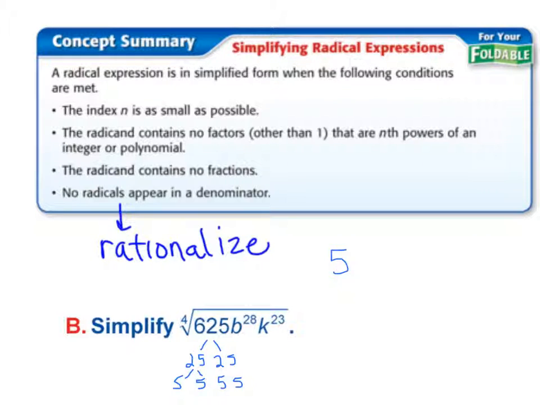So the 5 comes out. If I divide 28 by 4, I'm going to get 7. So I'm going to have b to the 7th. And I'm going to talk about that absolute value here in a minute. And then if I take 23 divided by 4, it will come out 5 times, right, with 3 left over. So that would be k to the 3rd. Now, remember that this is an even root, and these came out to be odd, so you would put absolute value around that.